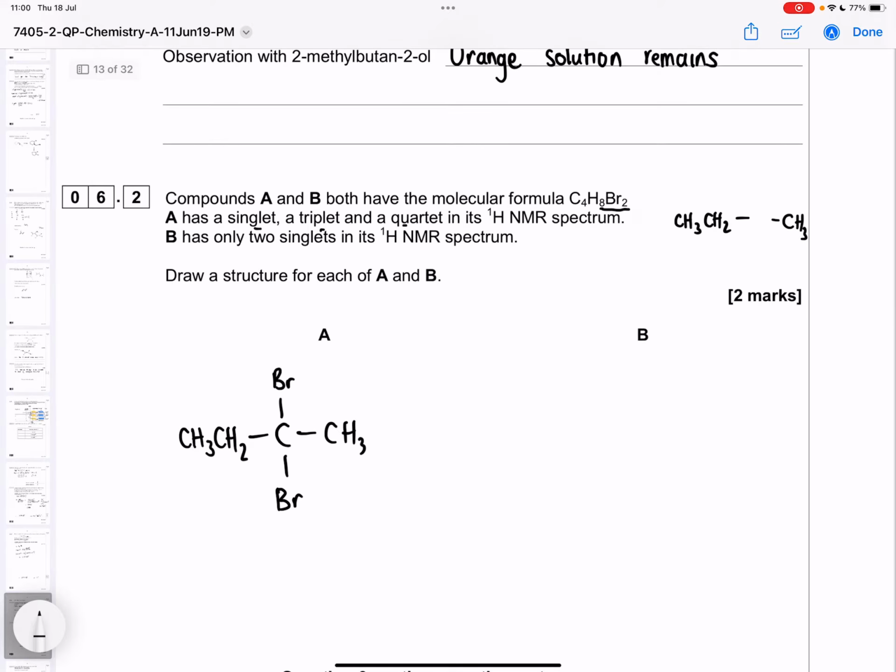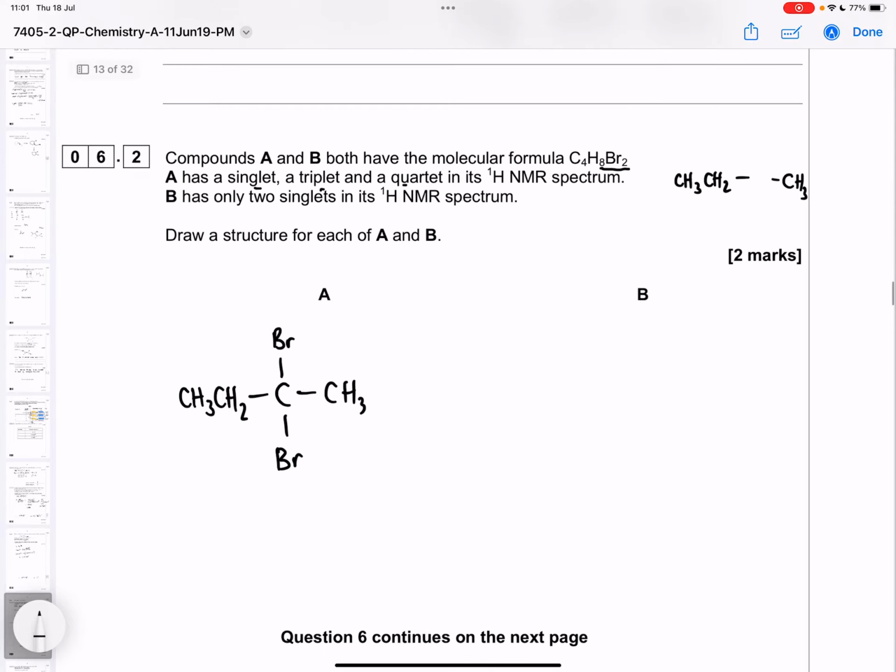B only has 2 singlets, so all 8 hydrogens are split into 2 sets of equivalent ones. So it could be that there's 4 of one and 4 of another, or it might be that there's 6 of one type and 2 of another type. These are the sort of probabilities. 4 of one type and 4 of another type would be quite difficult with only 4 carbons. So it's more likely to be the 6 and 2 singlets.